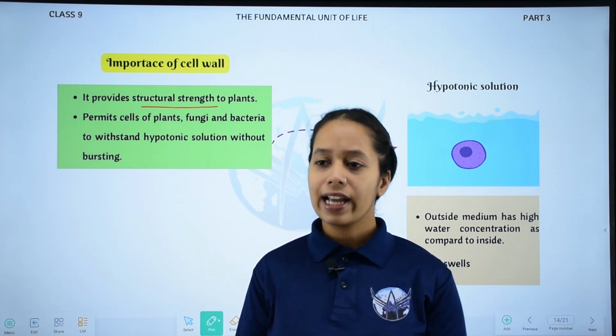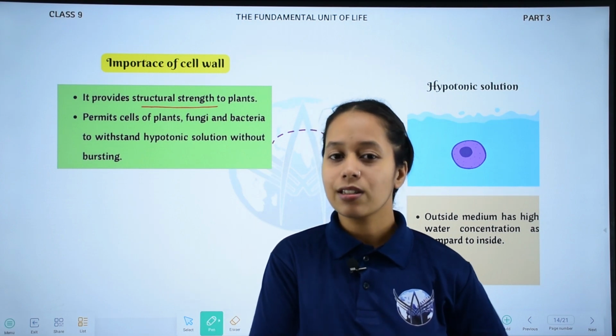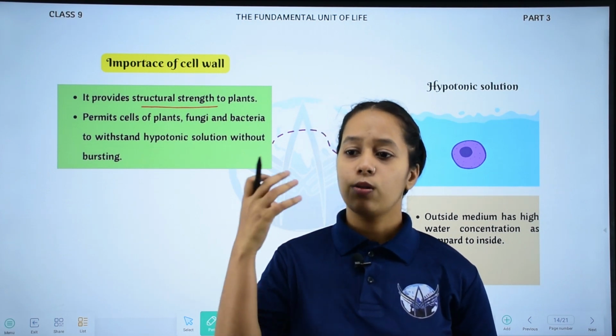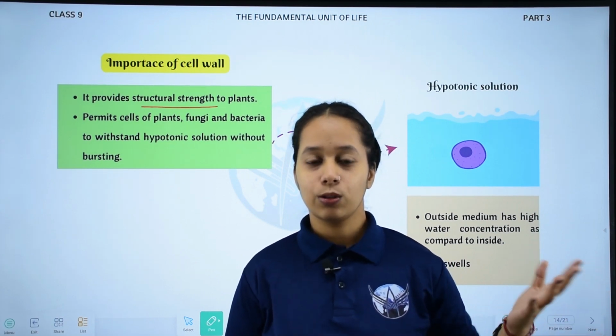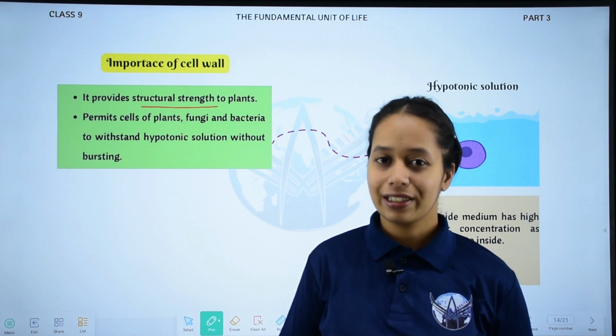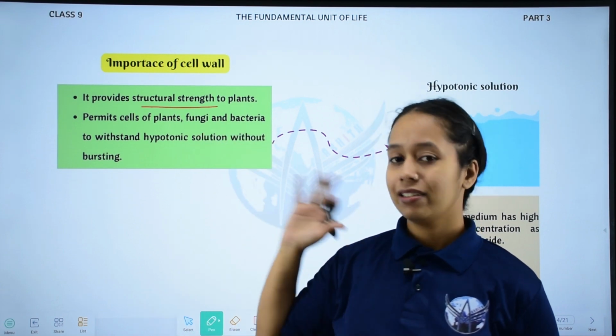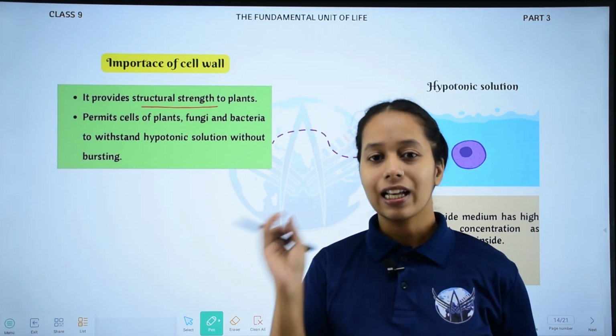Now why do plant cells need structural strength? Cell wall is not present in animal cells. Why? Don't they need any structure and strength? Why do only plants get this facility? There is a simple answer to that.